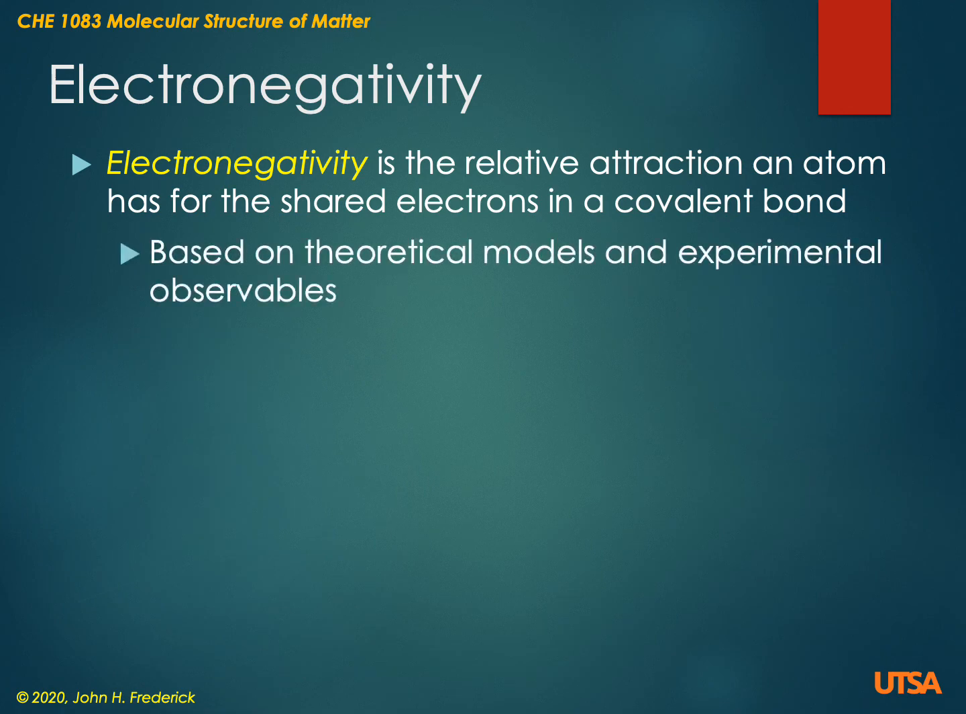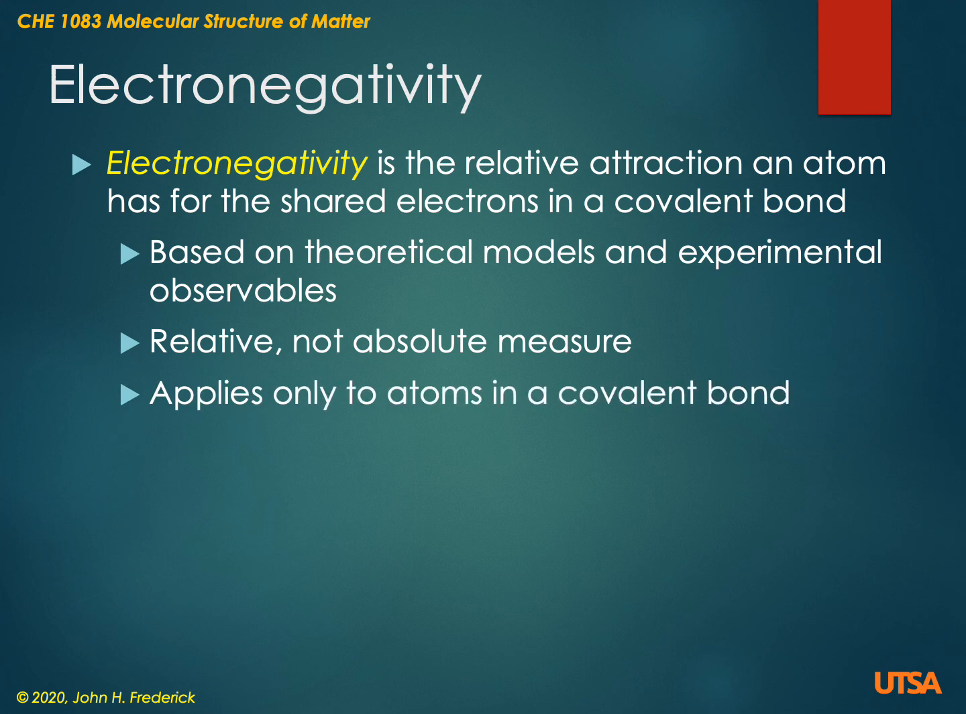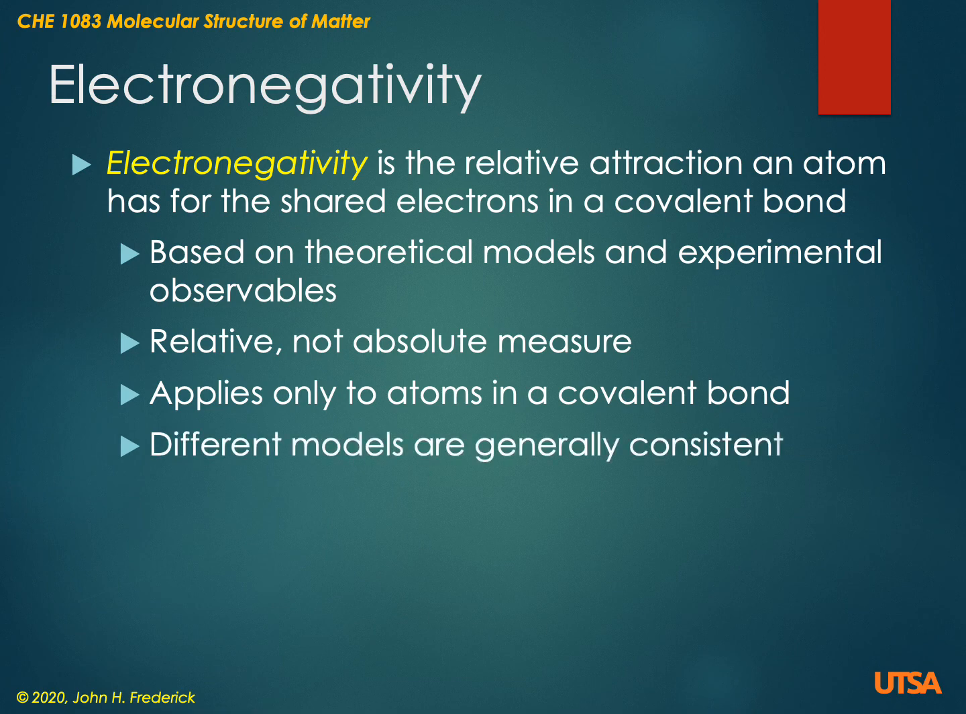So this concept of electronegativity is actually based on certain theoretical concepts that themselves are parameterized by experimental observables. It is a relative but not an absolute measure. So there are many different ways that we could measure electronegativity, but they're all measuring sort of the relative propensity of two elements. They only apply to atoms in a covalent bond. This is important to remember. You do not apply this to an atom that is just sitting by itself. It has no electronegativity then.